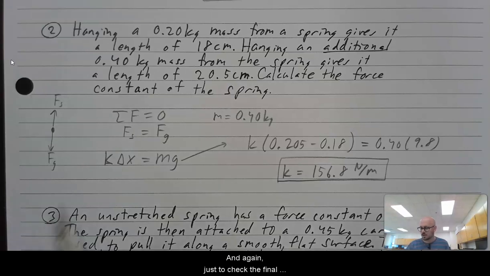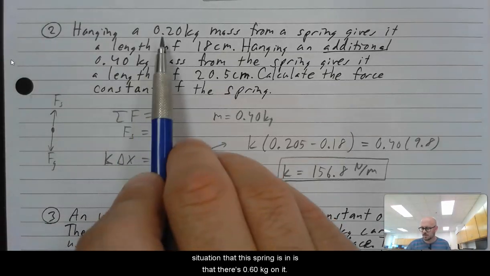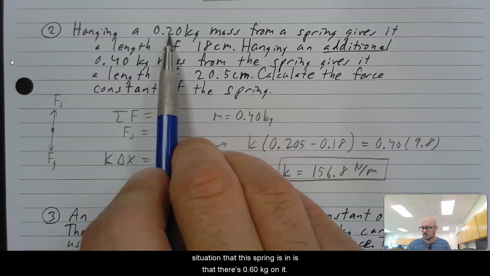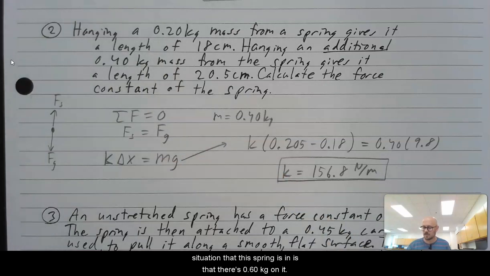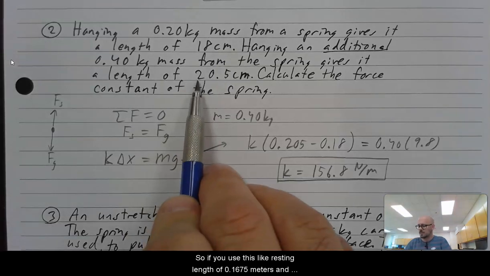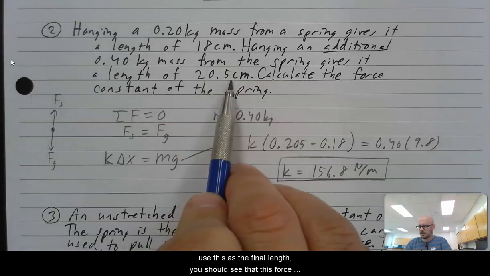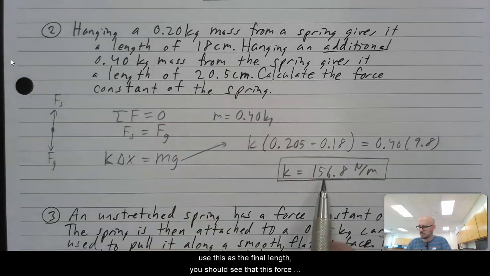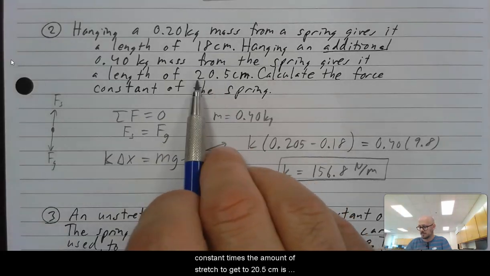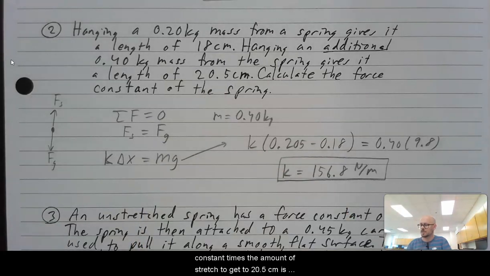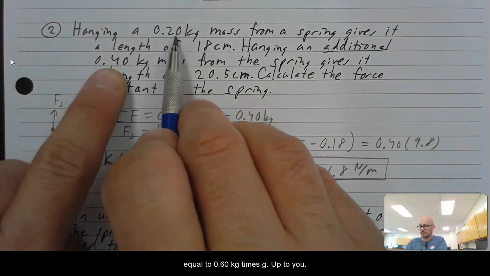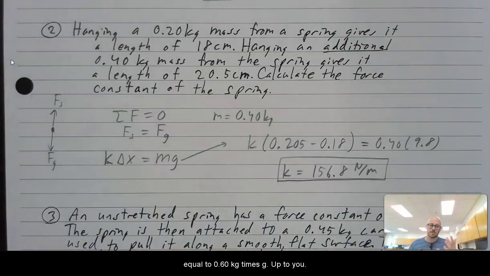And again, just to check, the final situation that this spring is in is that there's 0.60 kilograms on it. So if you use this resting length of 0.1675 meters and use this as the final length, you should see that this force constant times the amount of stretch to get to 20.5 centimeters is equal to 0.60 kilograms times g. Up to you.